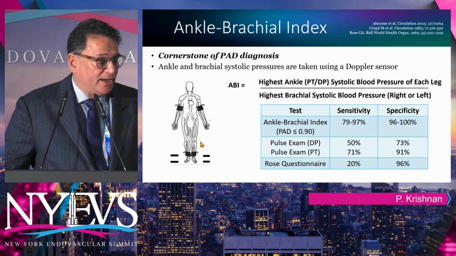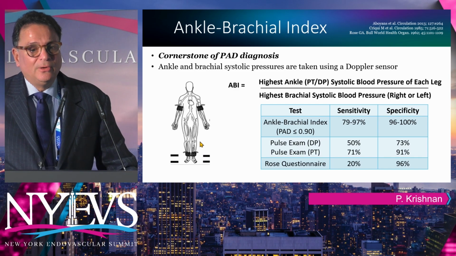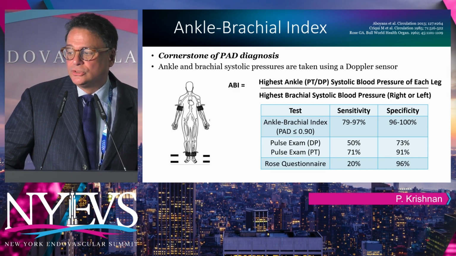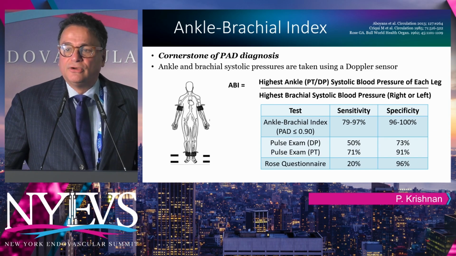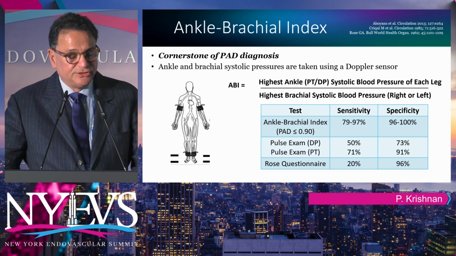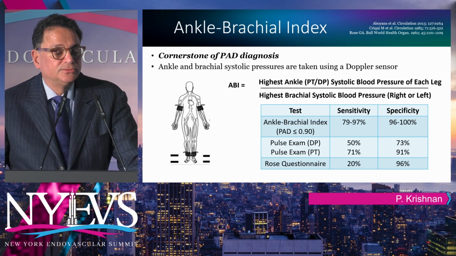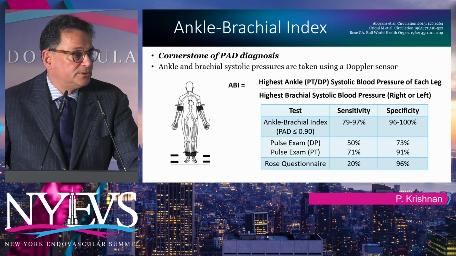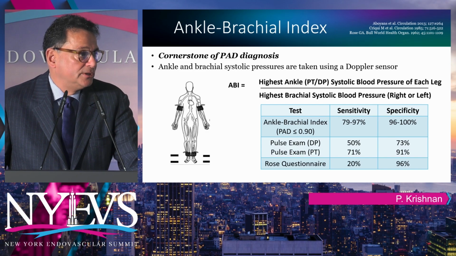Second thing, ABI is a marker of mortality. If you have a patient with an abnormal ABI, you've diagnosed global atherosclerosis, period. So if you take a population of 100,000 patients with normal ABIs and 100,000 with abnormal ABIs, the ones with abnormal ABIs will have an early cardiovascular mortality.